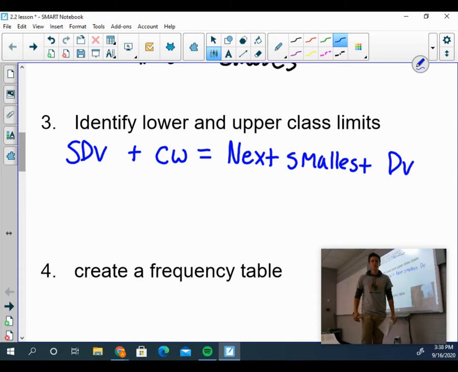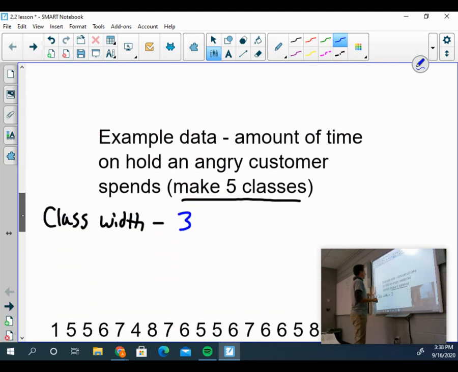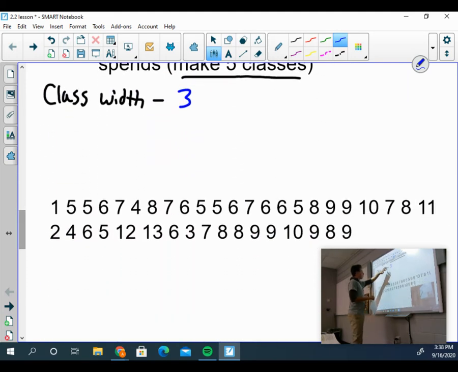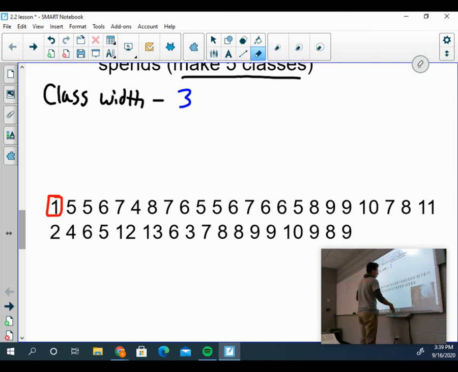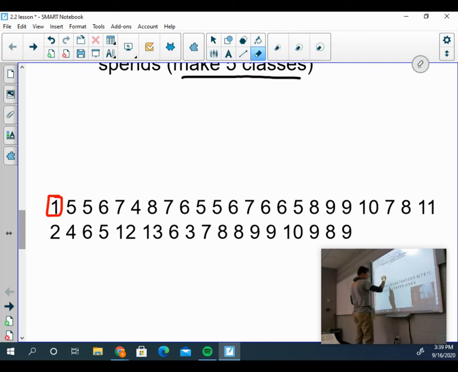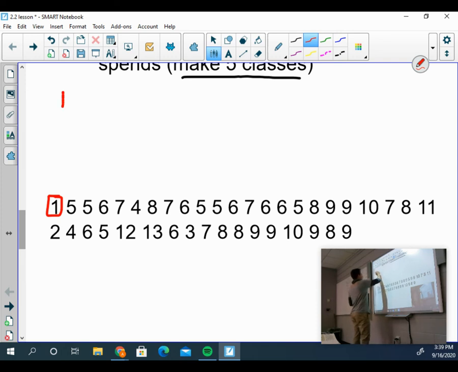Now, you might be sitting there thinking, Mr. Carter, this makes no sense. Well, follow my example here, and I think you'll get the right idea. So we have our class width here, and now I want to create my lower class limits. I want to start to create those boundaries that'll fill up the x-axis. So what am I going to do? Well, I've got a class width of 3, and my smallest data value is 1. For my lower class limits, I start with 1.